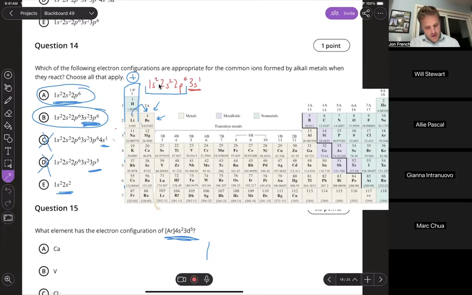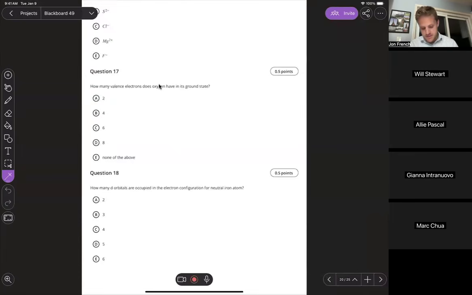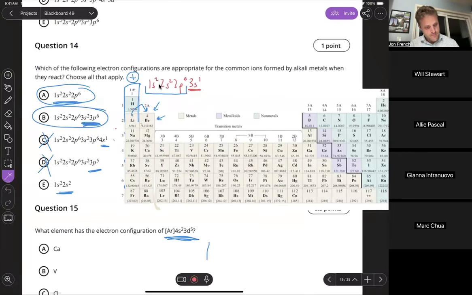All right, we're looking for argon 4s2. So here's 4s2, 3d5, 1, 2, 3, 4, 5. We're looking for manganese. That's where we would be with that electron configuration. So we've got argon, 4s2 takes me to calcium, 3d 1, 2, 3, 4, 5 takes me to manganese for question 15. Oh, and it was question 16 I should have been doing. All right, question 16.